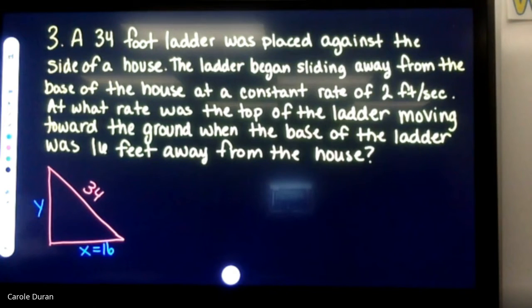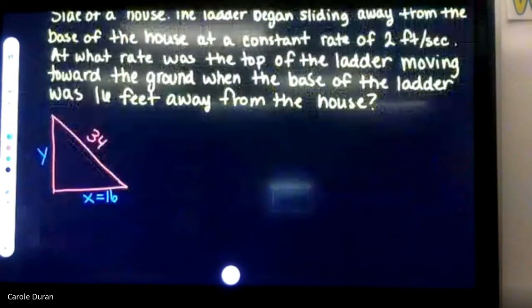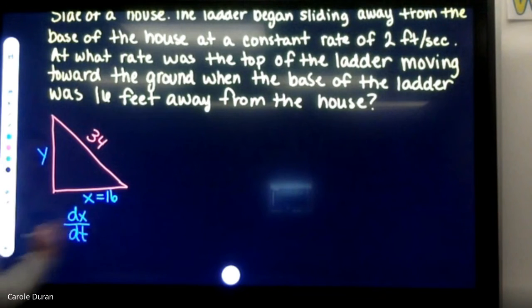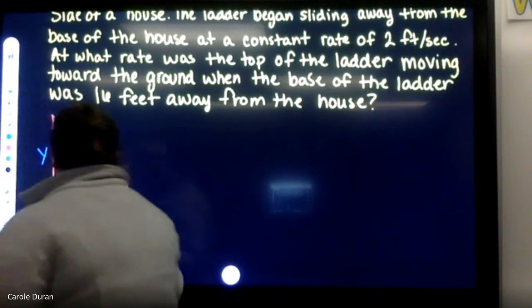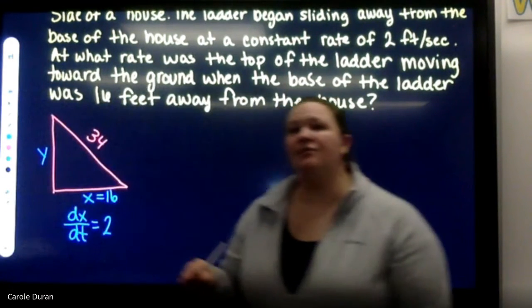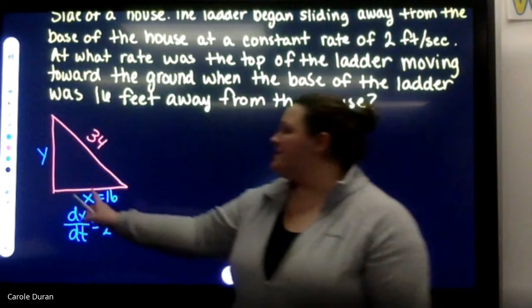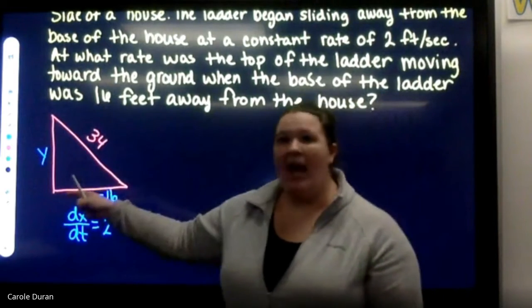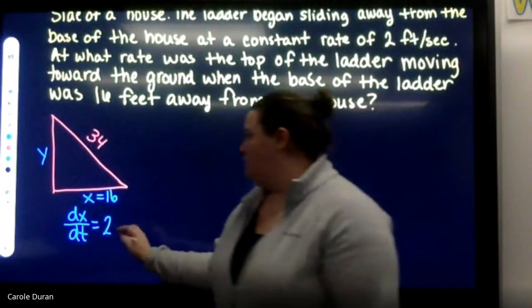Is it the base that we know the rate of change of, or is it the height that we know the rate of change of? Base, because the top of it is... okay, sliding away. So that would be dx dt down here. Because I know the rate of change at which my base is sliding away from the house in terms of time is equal to what? 2. I know it's a positive rate of change because it's sliding away from the house. If it was sliding toward the house, it would be a negative 2.